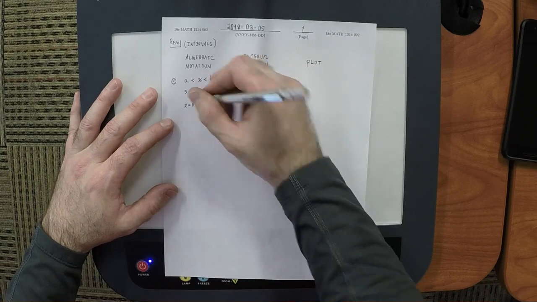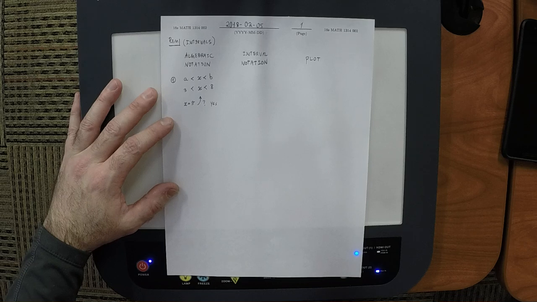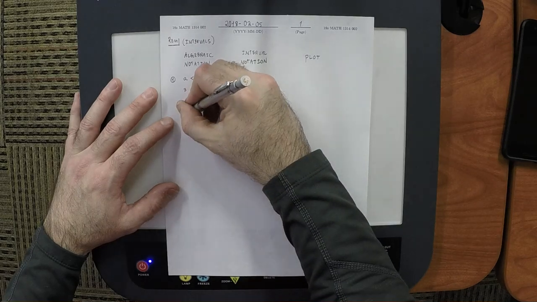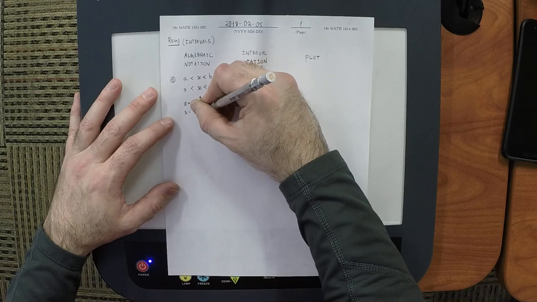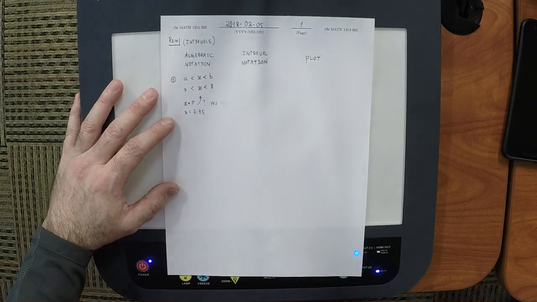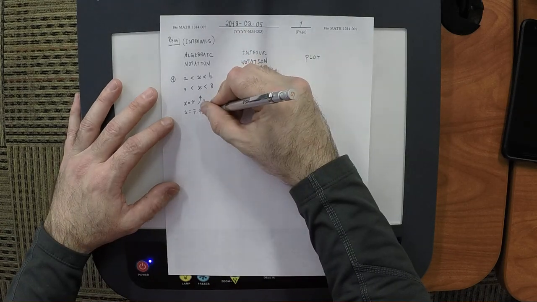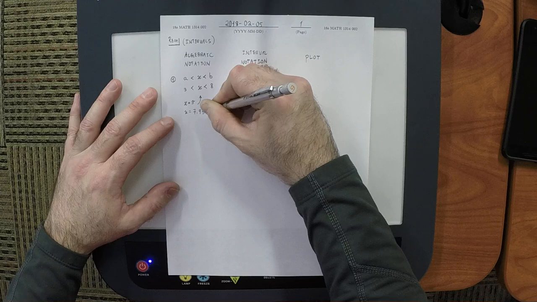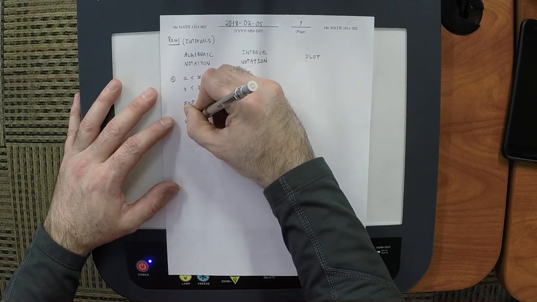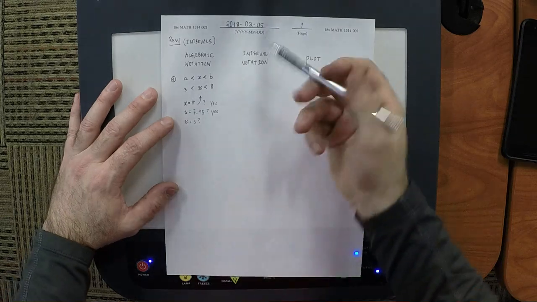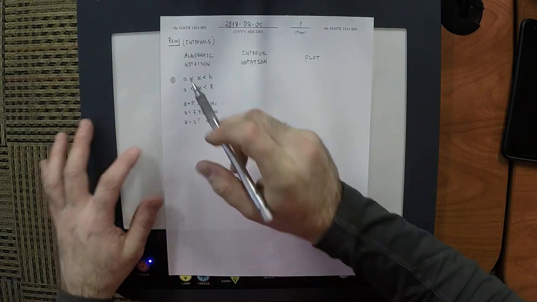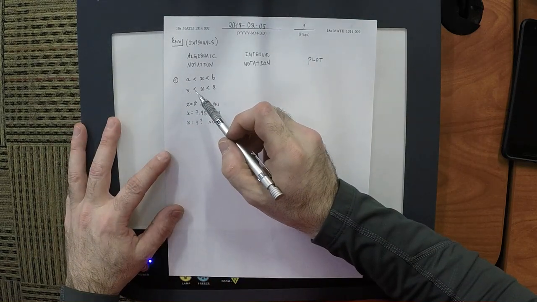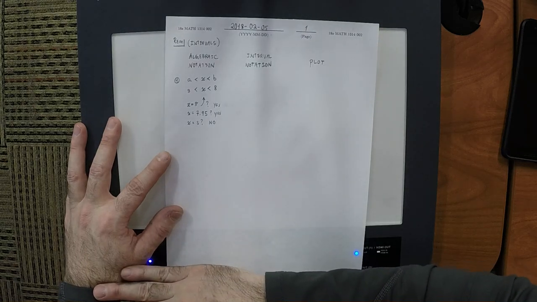Okay, what's something else that's in there, besides pi? How about 7.95? Is that in there? Yes. How about 3? Is 3 in there? Does 3 satisfy that? No, right? Because you're asking, is it the case that 3 is less than 3? No, it is not the case.